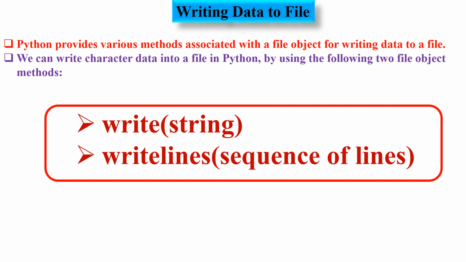The Python programming language provides the ability to work with files using the open function. Python treats some files as text files, where lines are separated by new line characters \n. You can open regular files with the parameter r. Now we are going to learn how to write data to a file. Python provides various methods associated with a file object for writing data to a file. We can write character data into a file in Python by using the following two file object methods: write(string) and writelines(sequence of lines).